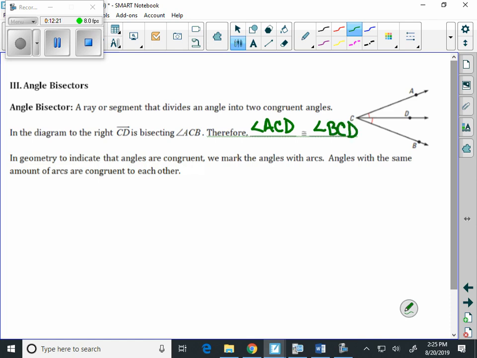If you're watching the video at home, I would point to those values. ACD is congruent to BCD. In geometry, to indicate that angles are congruent, we mark them with arcs. I have a small arc in both of those, a red arc on the top angle and a red arc on the bottom angle, to indicate that those angle measurements are the same.